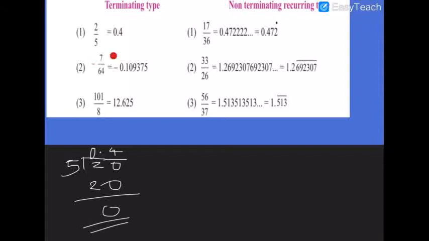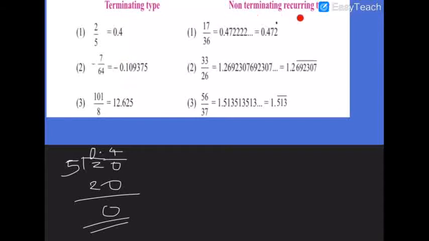And also minus 7 by 64. When we divide 7 by 64, we will get negative 0.1099375. So it terminates at 5. The division is ending there. And 101 by 8, we will get 12.625. It ends at 5. It's not continuing. So it's not continuing in the terminating type.